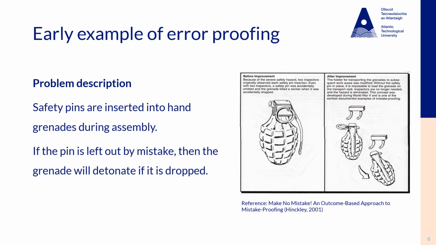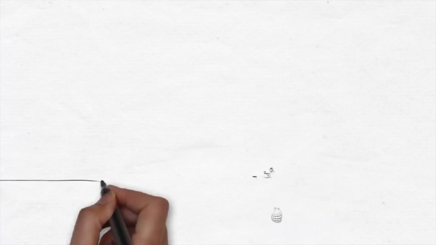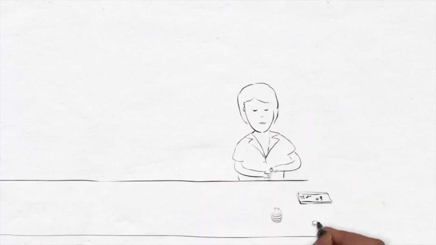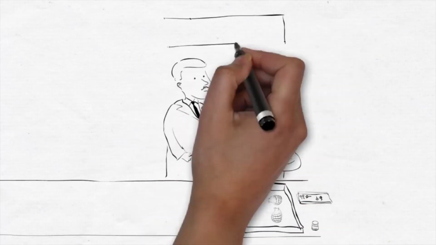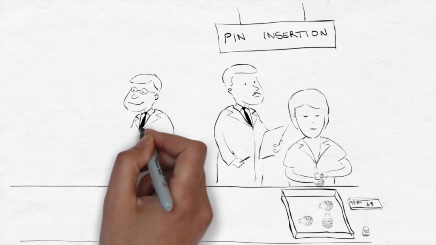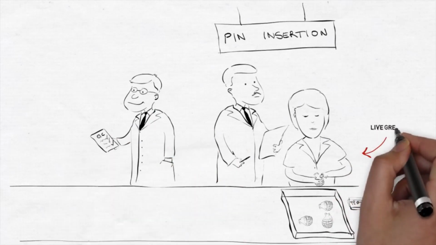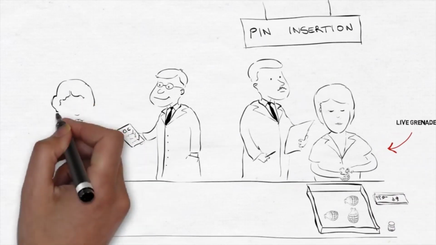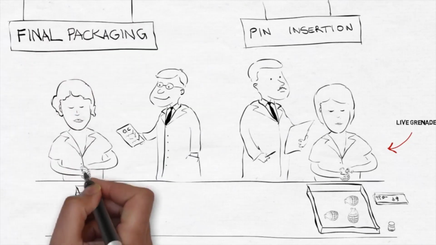Let's look at an early example of error-proofing. Now, this example came from a munitions factory during World War II. So you can see here a grenade, and the grenade is being assembled on a production line. So the operator is assembling the final step of the grenade here, where they insert a pin into the detonator. Now they have an inspector behind them and a second quality inspector to ensure that the process is done correctly. Now in this case, the grenade is live after the pin is inserted. So it's very important that the pin insertion step is done correctly.